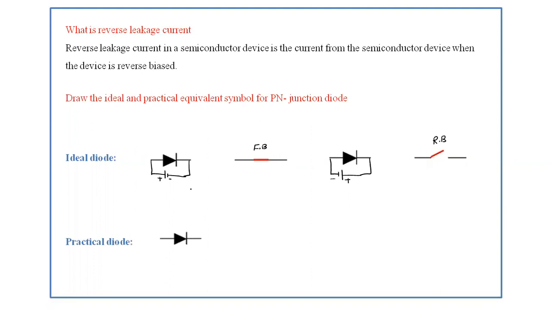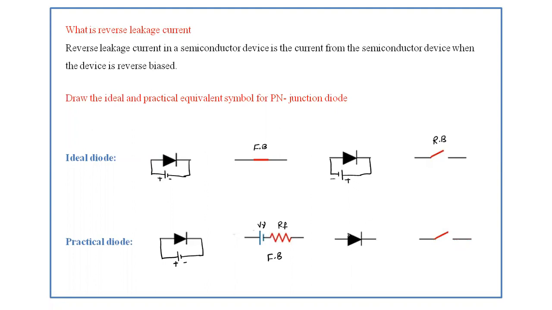Now, if we take the practical diode, if the diode is in forward bias, that is, the positive terminal is given to P type and the negative terminal is given to N type, then the diode is in forward bias. In forward bias, it is replaced with the cut-in voltage connected in series with Rf, that is gamma. This is the forward bias condition.